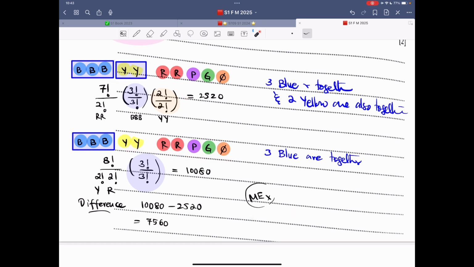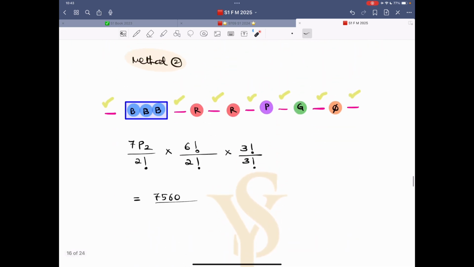Very, very nice question. So now over here, method number 2, the space method. The 3 blues in a box. There are 1, 2, 3, 4, 5, 6, 7 spaces. Why are there 7 spaces? Because there are 6 objects, and the box is considered a single object. And we want to make sure that the 2 yellows are in these blanks.